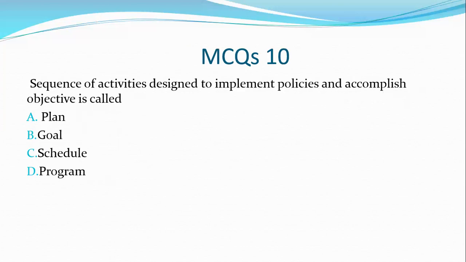MCQ number 10. A sequence of activities designed to implement policies and accomplish objectives is called a plan, goal, schedule, or program. It's D, program.